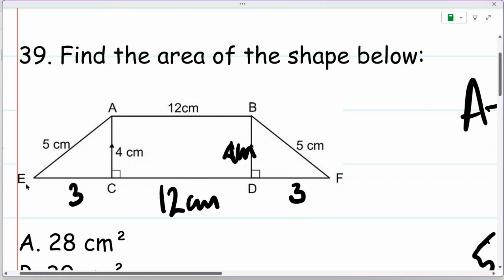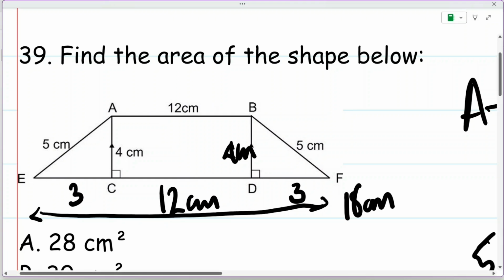Then B, which is E to F, will be 3 plus 12 plus 3. That's this total line from point E to point F, which is 18 centimeters. 3 plus 12 is 15, 15 plus 3 is 18. Therefore, line EF is 18 centimeters.